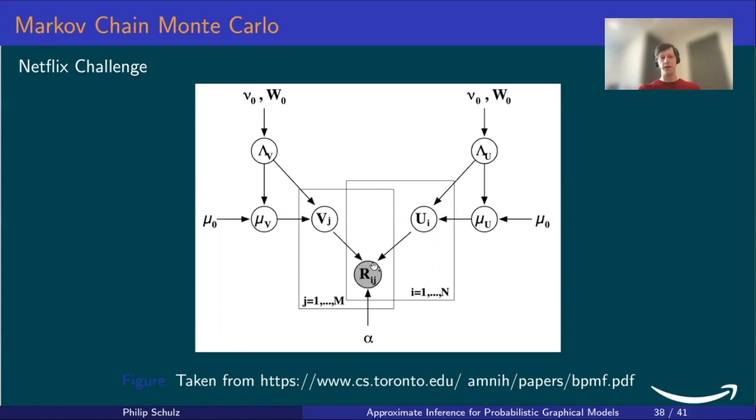Okay, so the rating is what we're trying to predict. And the model basically has a movie embedding and a user embedding. And the rating then is the result of a matrix multiplication between the user matrix and the movie matrix. And each of these has its own hyperparameters and its own priors. And why? Well, again, because most customers don't actually watch a lot of movies, right?